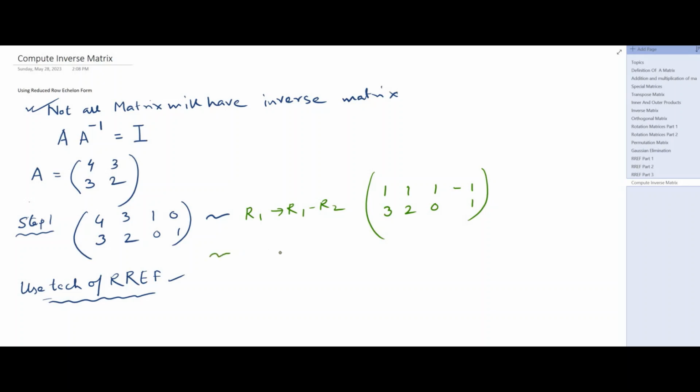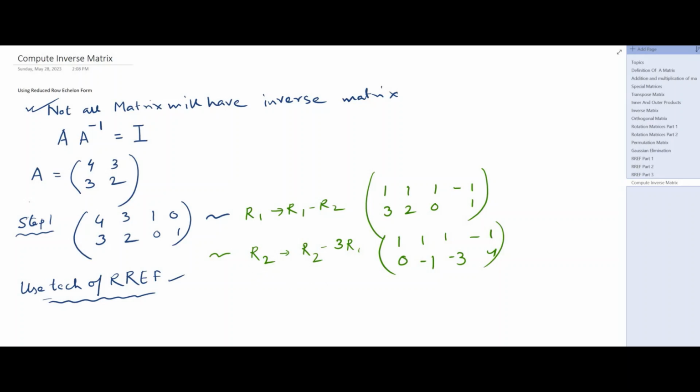After this, we can do row 2, because we have to make the 3 into 0, right? So R2 now becomes R2 minus 3R1. So what will happen? It will be 1, 1, 1, minus 1, because there will be no change, but this one will now be 0, this will be minus 1, minus 3, and this will be 4.